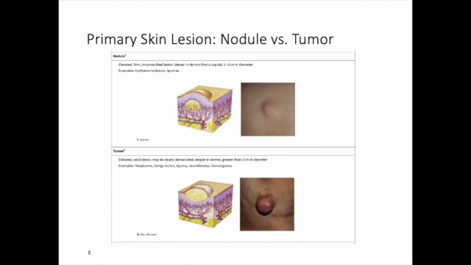They're also elevated, they're solid lesions, and they could be clearly demarcated deeper in the dermis. However, again, it's greater than 2 centimeters. So any type of neoplasms, but they can also be benign tumors. We also have lipomas that are greater than 2 centimeters. Neurofibromas and hemangiomas can also be considered a tumor. So we typically will use the term tumor and automatically think malignancy or cancer, but that word tumor does not necessarily mean it is cancerous.